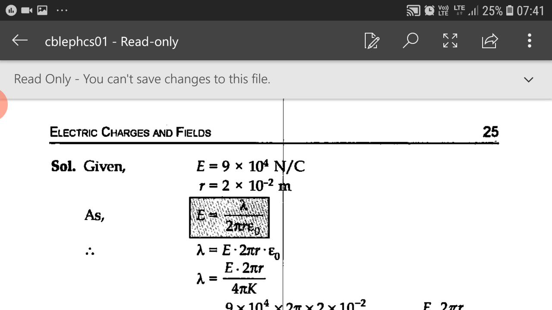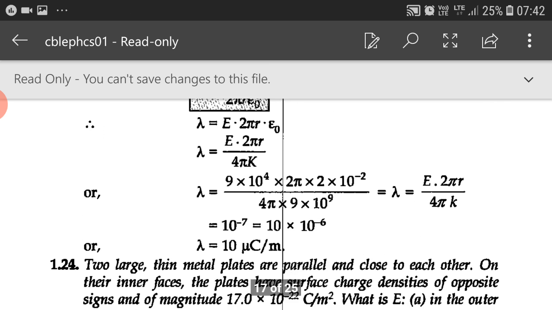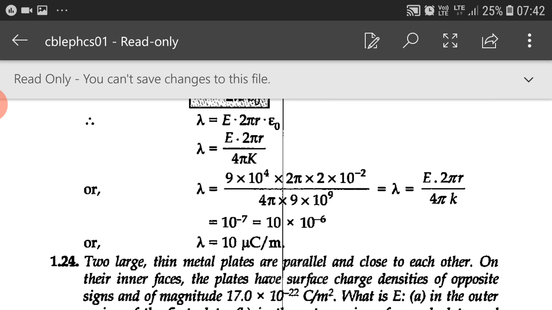Also, r is given to you, 2 centimeters, that is 2 × 10^-2 meters. Then calculate lambda. This lambda comes out to be 10^-7. It can be rewritten as 10^-1 into 10^-6. What is 10^-1? That is 1 by 10, it is 0.1. So finally, the answer comes out to be 0.1 microcoulombs per meter.